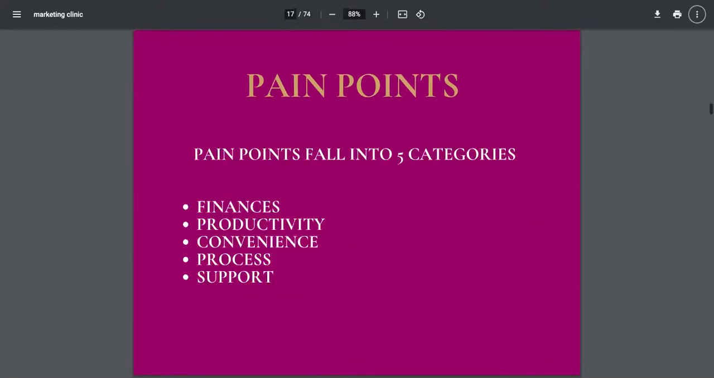Okay. Pain points, they fall into 5 categories. Okay. Finances, productivity, convenience, process, and support. So finances, you know, can they afford it? Is it affordable? Is it accessible? Do I have enough money to pay for it? Productivity, does it help them achieve more? Does it help them do more in a day-to-day? Or does it make it difficult for them to achieve those things?